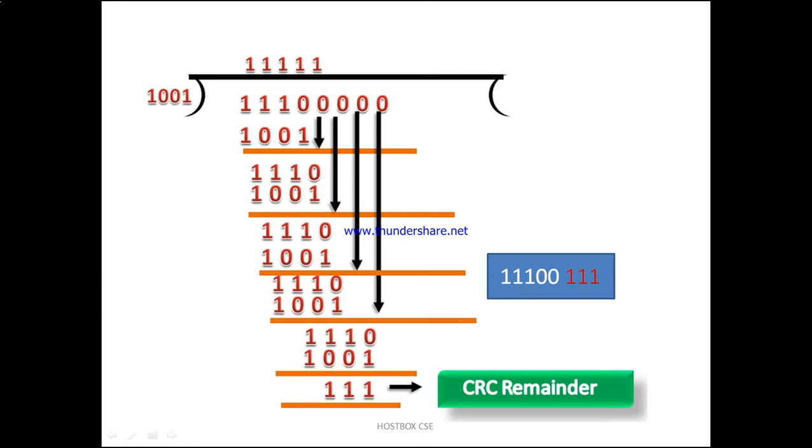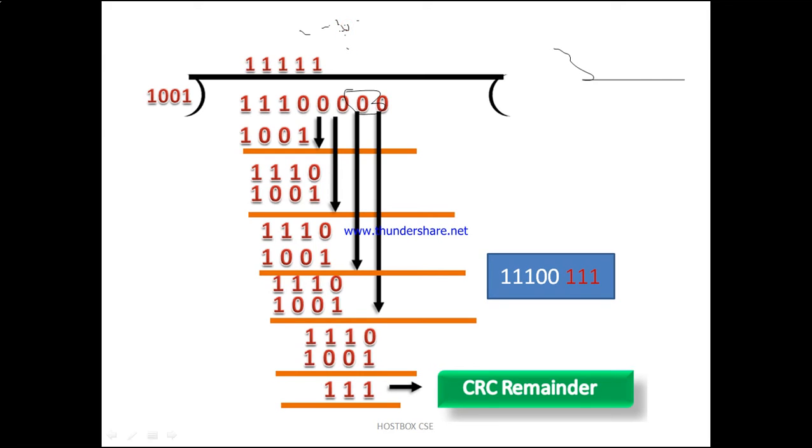First I am going to consider 11100. As you know, the L value here is 4, so we have to add L-1, that is 3 bits, 3 zeros, appended to the original message. So 11100 is already there and I am adding 000 here. This is the dividend and the quotient goes on top.